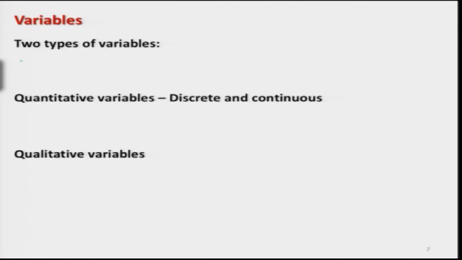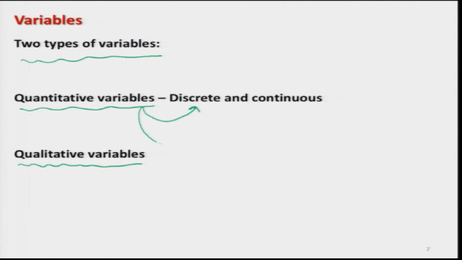Now, the next aspect which I am going to address about the variables is that there are two types of variables. One is quantitative variables and the other is qualitative variables. And under the quantitative variables, we have two types of variables. One is called discrete variables and the other is called continuous variables.